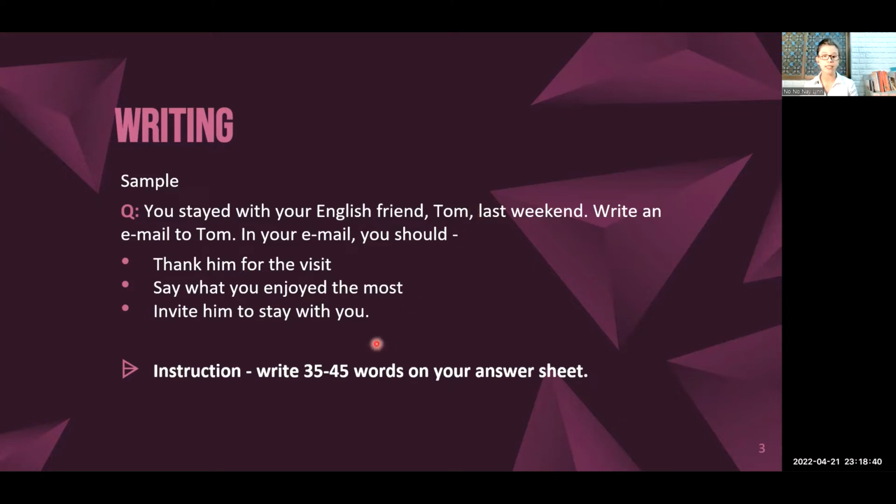Looking at the instruction, it says 35 to 45. That's generally like a one-paragraph essay or email, in this case. This is a very short paragraph, and you have to write between 35 and 45 words. So you have to limit your words and limit the facts that you include. So let's go to approaching the questions.